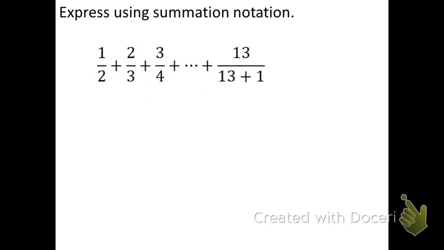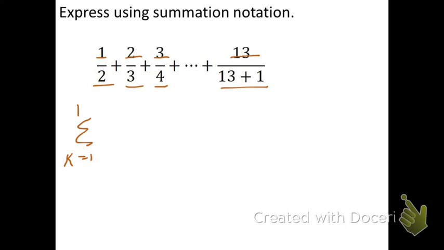Let's try another one. So this one right here, 1/2 plus 2/3 plus 3/4, and add all these up all the way to 13 over 13 plus 1. Okay, well let's see what our pattern is. We know we need a summation notation, and we're going to start at 1, so k equals 1 to something. Well, here we have, let's look at our numerators first. Our numerators go 1, 2, 3, etc. up to 13. The denominators go 2, 3, 4, etc. all the way to 13 plus 1.